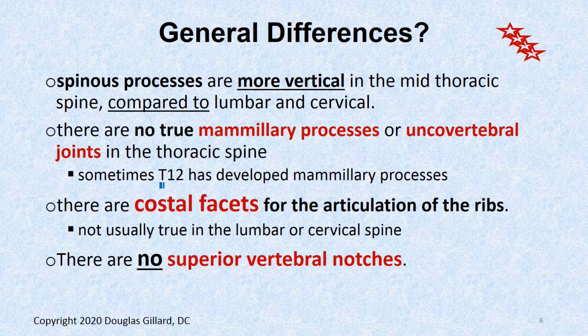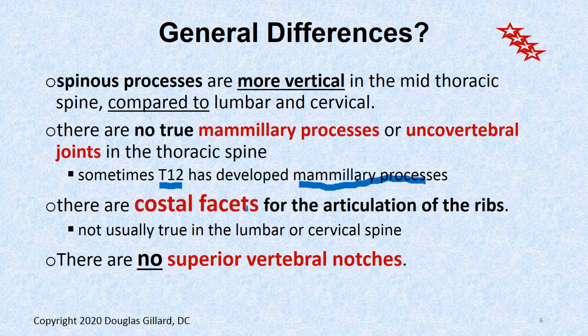T12 does have a weird setup. It does have some rudimentary mammillary and accessory processes that come off the side. But for the rest, in fact, the mammillary process is pretty safe to say they're only in the lumbar spine normally. There's no uncovertebral joints, although sometimes T1 can have uncovertebral joint.